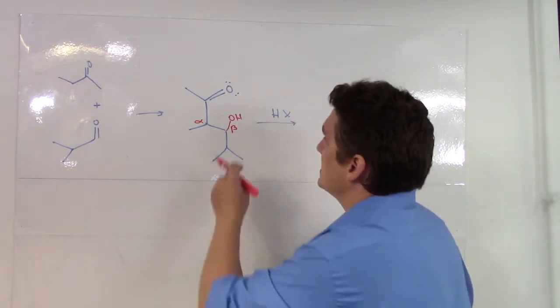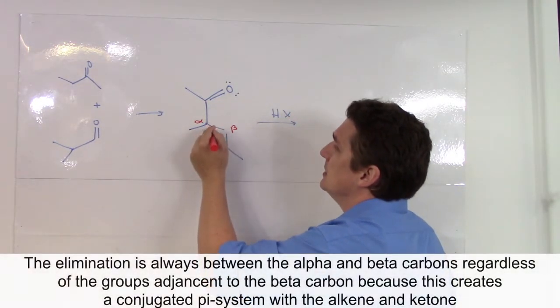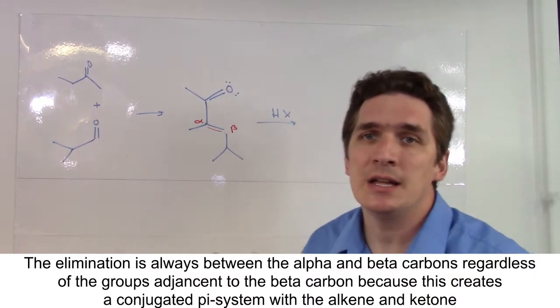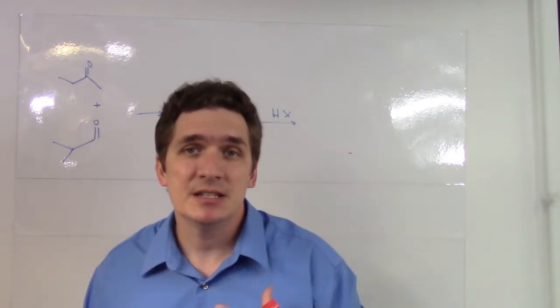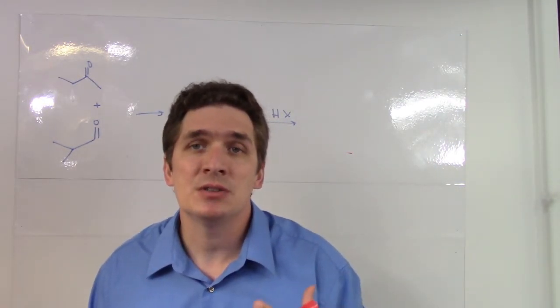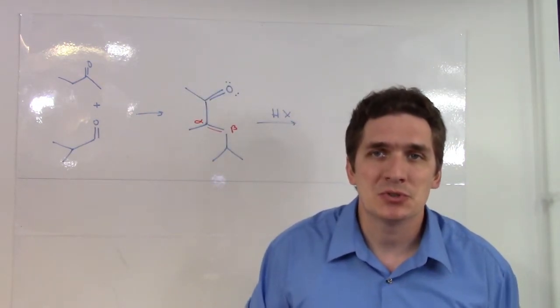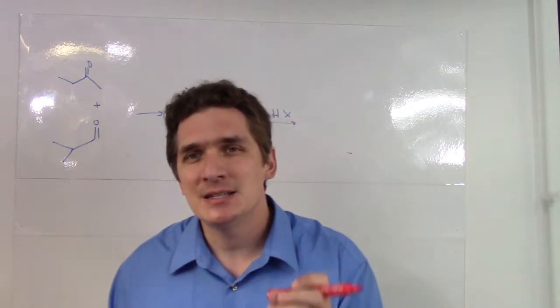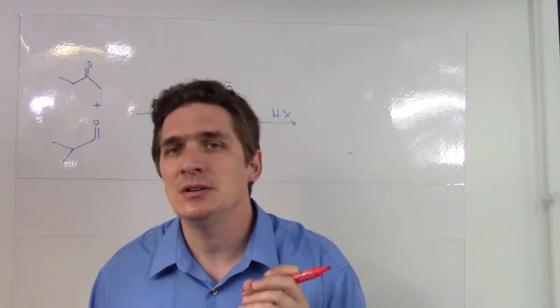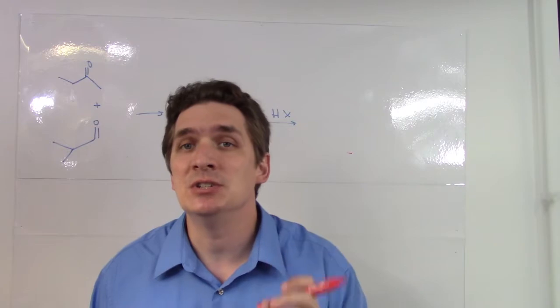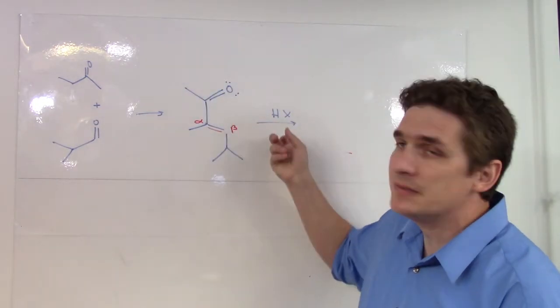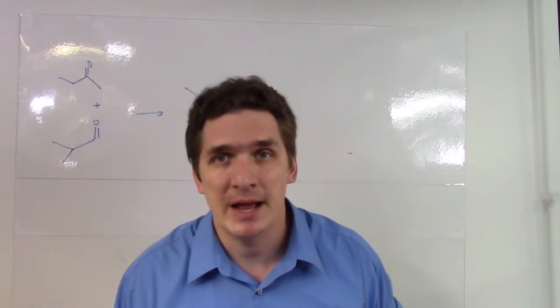The reason is that when we do the elimination between these two, we create a conjugated pi system. Because these double bonds are in contact with each other, they form what look like dienes, and they're much more stable. But because these pi systems are interacting, we also end up changing how the chemistry of addition reactions goes. So I've got HX here. My question to you is, where would you add?